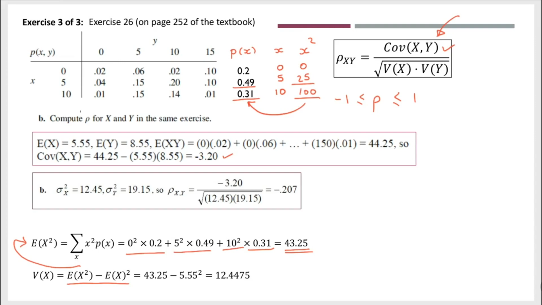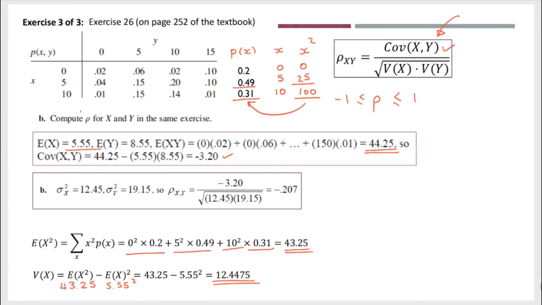Okay, and then once you have done that, then you just need to substitute it in the formula here. So we said our expected value of x squared is 43.25. And then the expected value of x all squared, we already calculated it there, which is your 5.55 all squared, and that gives you 12.4475. Okay, and in the textbook though, in the memo that they provide, they did round it off to 2 decimals. So if you have a small difference in the decimals, this is where it's coming from.